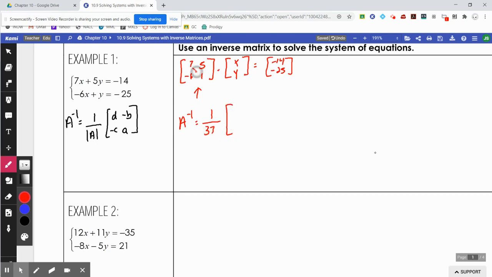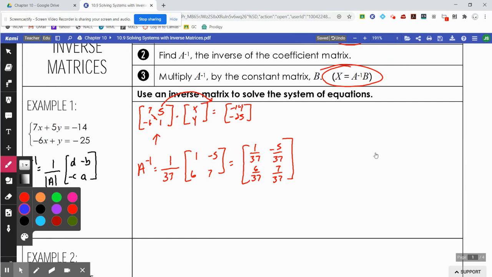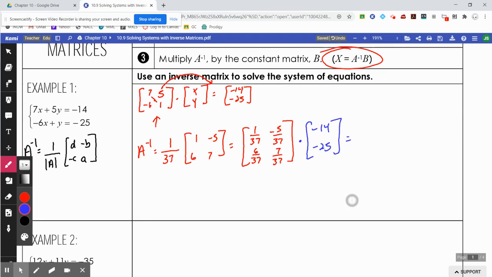Now we take and flip-flop these two. That's going to be a 1 here and a 7 here. We make the other two negative, so a +6 and a -5. So therefore, our inverse is going to be this matrix: 1 over 37, -5 over 37, 6 over 37, and 7 over 37. So there's A inverse. So what do we do? To move A over here, again, we're simply going to multiply by our inverse. So we're going to take that inverse, and we're going to multiply it times our constant matrix, -14, -25, and whatever we get as an answer, that's going to be our solution.